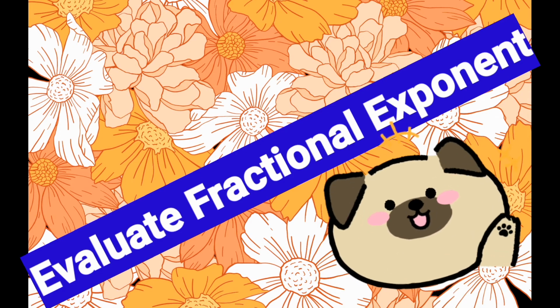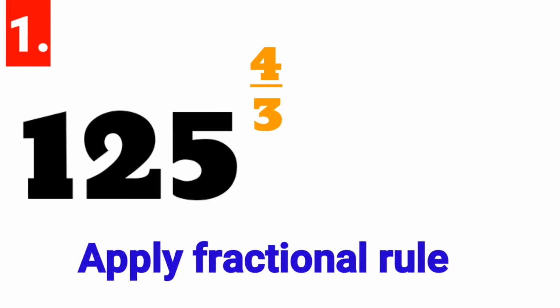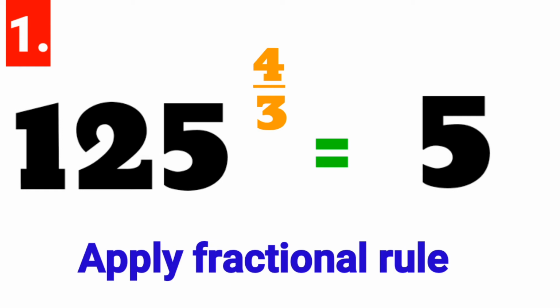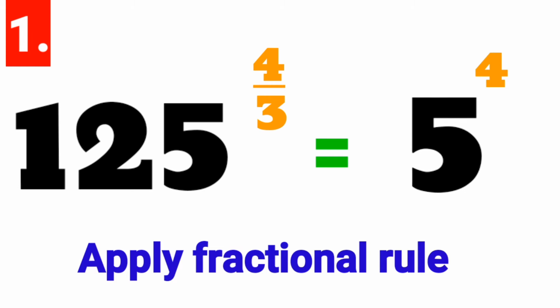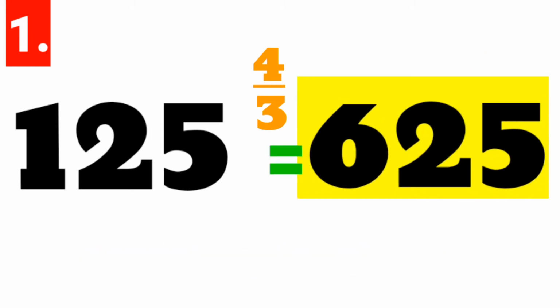Evaluate fractional exponents. 125 to the 4/3 power. Denominator 3 is the index, and numerator 4 is the power. The cube root of 125 is 5, and then raise it to the 4th power. And 5 to the 4th power is 625.